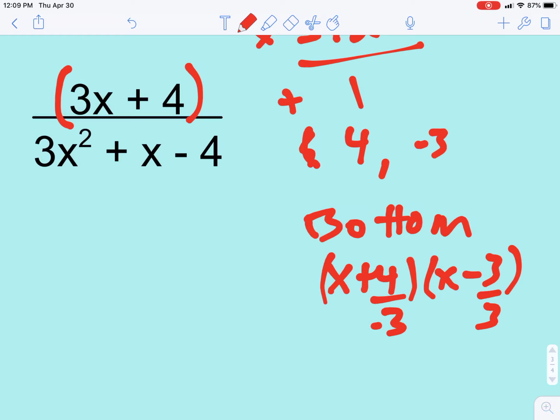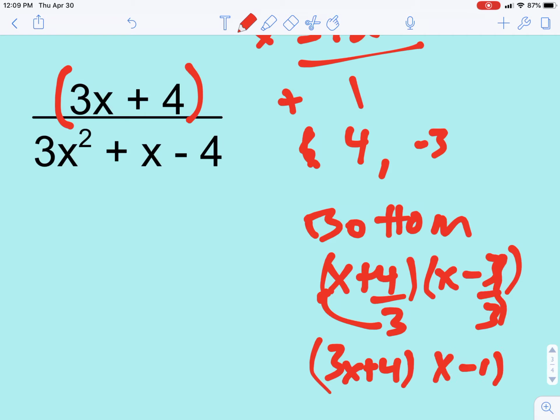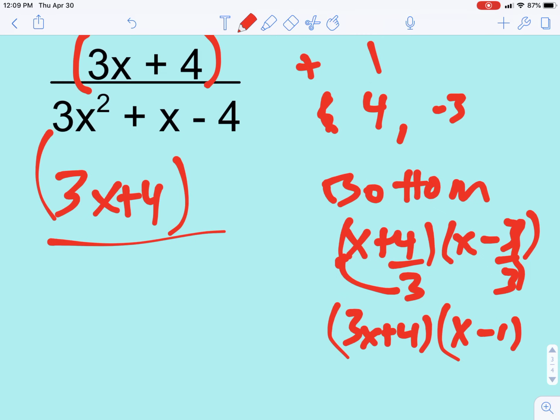This 4/3 doesn't reduce, so we're going to move the 3 out front. We get 3x plus 4. This reduces down to 1, so that's x minus 1. Right? So again, this is the bottom, so the top was 3x plus 4 with a parenthesis around it. And then we get 3x plus 4.